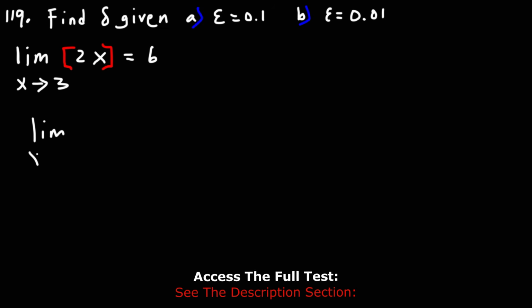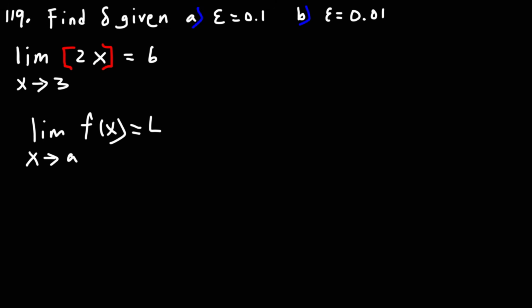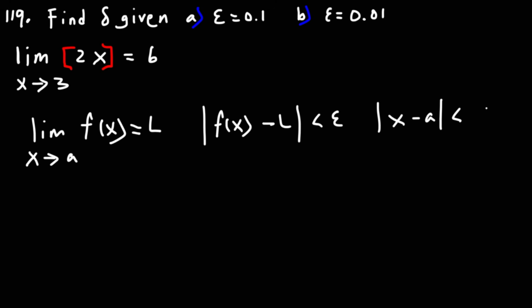given that the limit as x approaches a of f of x is equal to the limit L, you need to know that the absolute difference between f of x and L is less than epsilon. And the absolute difference between x and a, that's less than delta. With this information, we can find delta given epsilon.